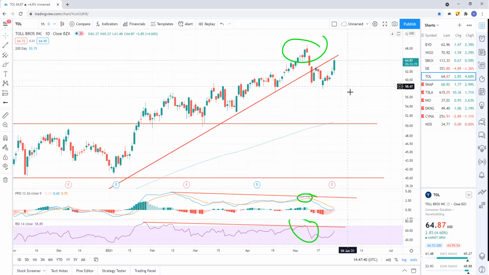Again, I'm looking for this to sell off pretty much down to this $50 area, and likely going to get rejected soon. If not today, maybe tomorrow. It could tread water in this area for a couple days.